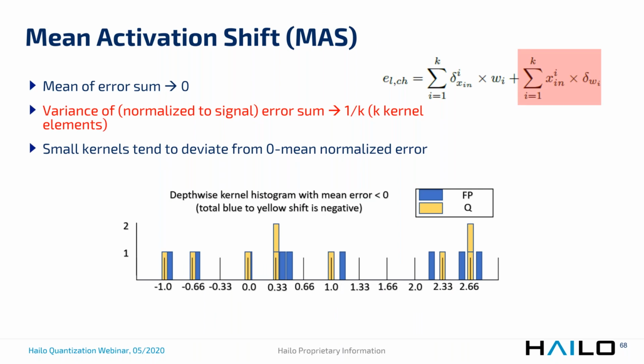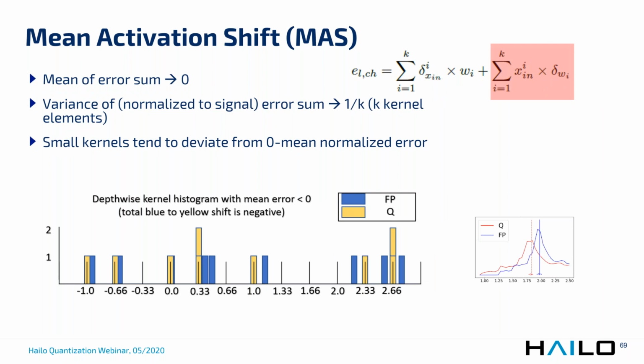So the reason for that is that usually the law of large numbers would say that the variance of this mean term will tend to go to zero as the amount of elements in the kernel increases. But depth-wise convolutions, which are the main building block of mobile nets, have a very small number of elements, just 9 elements. So you have a pretty good chance of having all the quantization errors being positive or negative.